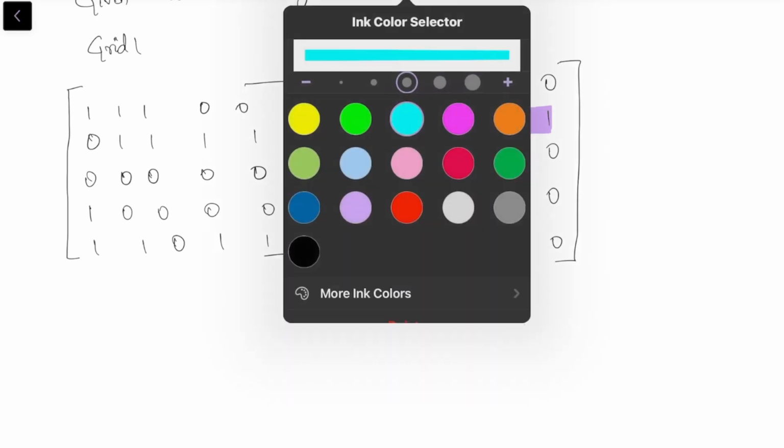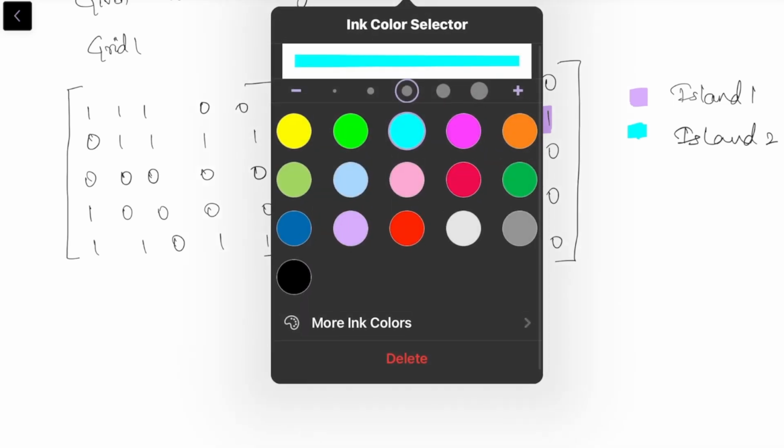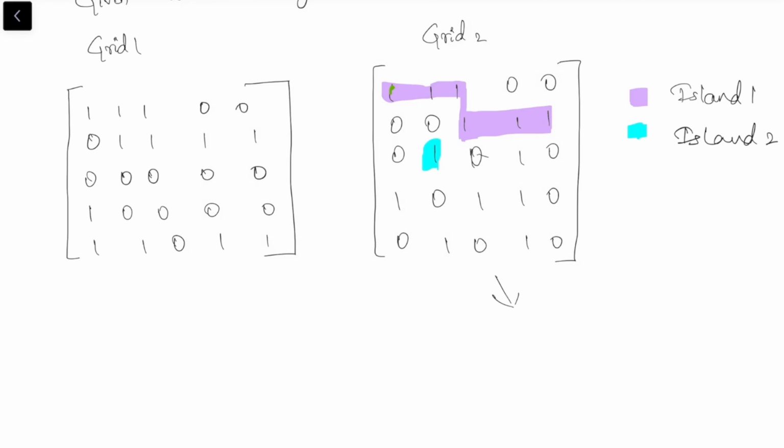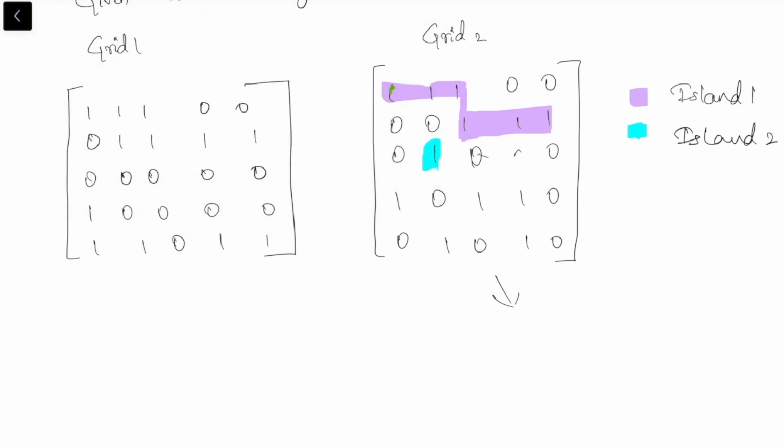Okay, I'll mark it for you. This is island 1. This is island 2. And this would also be part of the island if it's a 1, because it's connecting vertically. But as per the question, it's a 0 over here. So that's why the island is restricted till here.